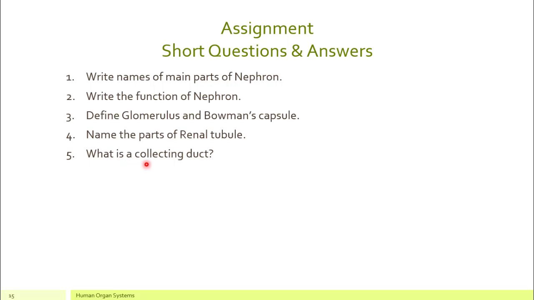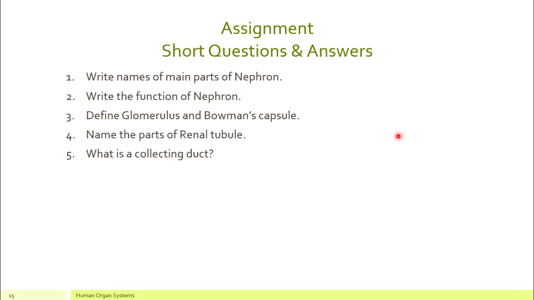Number 5, what is a collecting duct? In this lecture, we have studied about collecting duct. The distal tubules of many nephrons open into the collecting duct, and many collecting ducts join and drain the urine into the renal pelvis.